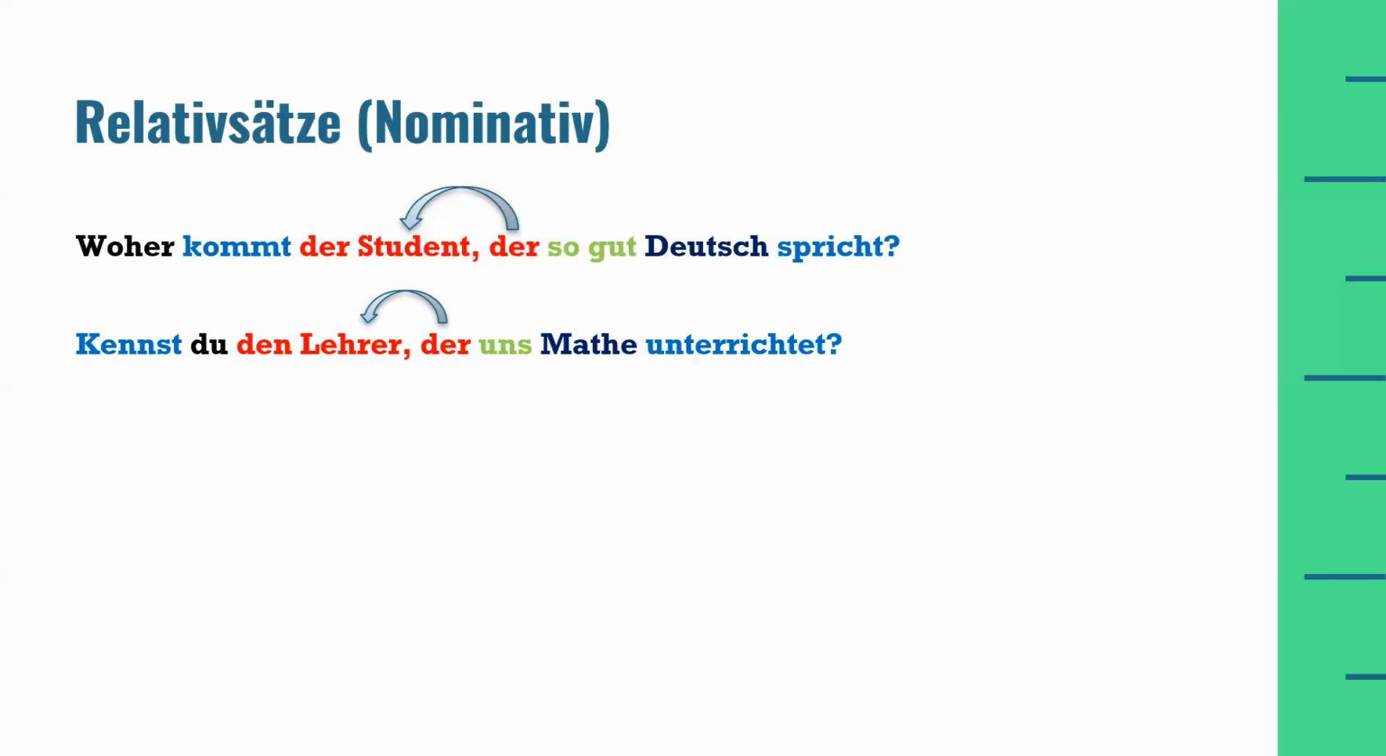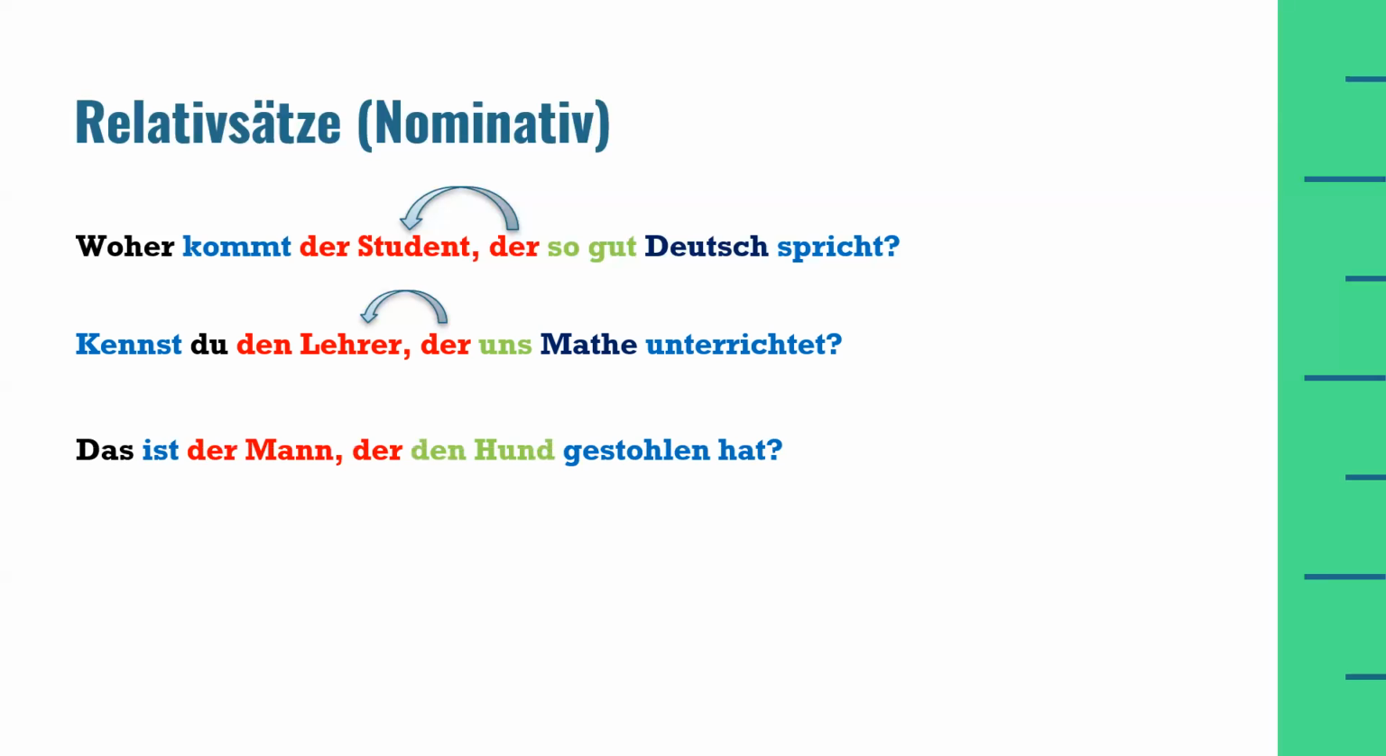Uns Mathe unterrichten. And we can see that here in the Nebensatz, the teacher, or "der", is the subject of the sentence, and the subject of a sentence is always in the nominative case. And the verb is at the last position. The verb is unterrichten, which means to teach, and it is conjugated here according to the subject. Therefore, it becomes unterrichtet.